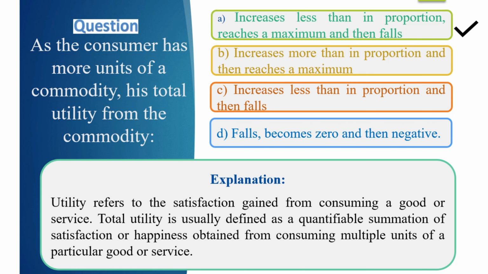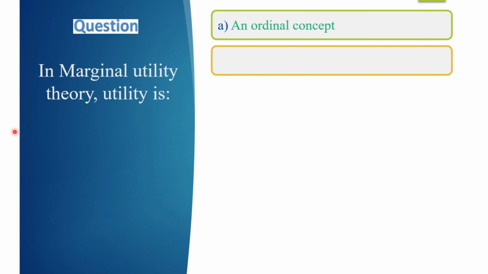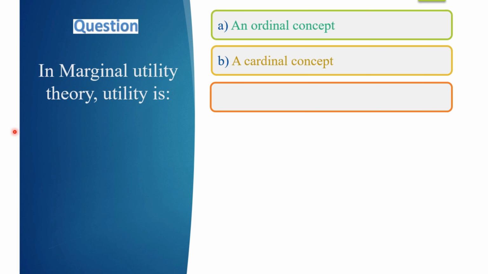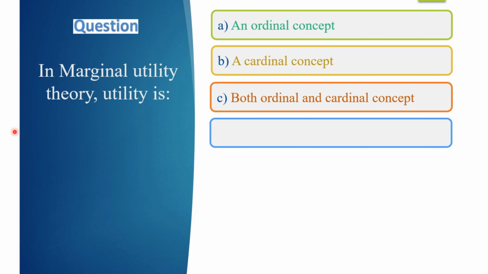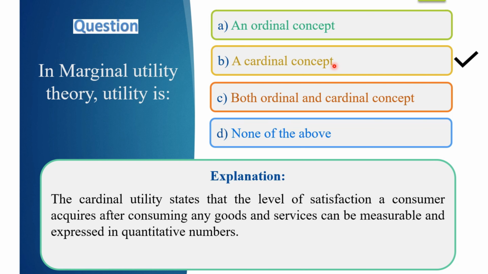Our next question is, in marginal utility theory, utility is what? Option number 1, an ordinal concept. Option number 2, a cardinal concept. Or option number 3, both ordinal and cardinal concept. Or option number 4, none of the above. And the correct answer for this question is a cardinal concept. The cardinal utility states that the level of satisfaction a customer acquires after consuming any goods and services can be measurable and expressed in quantitative numbers.